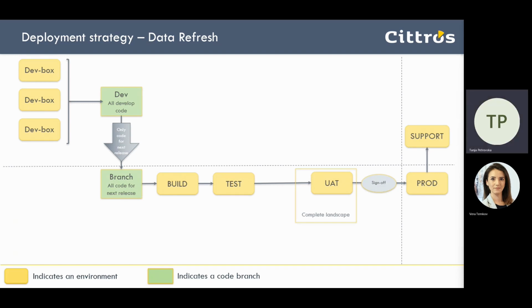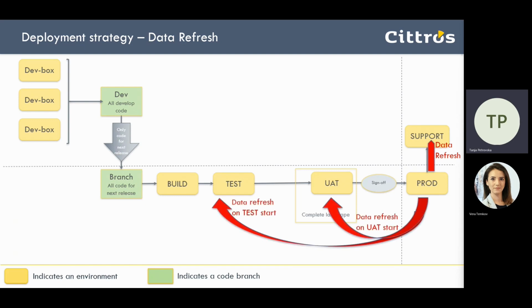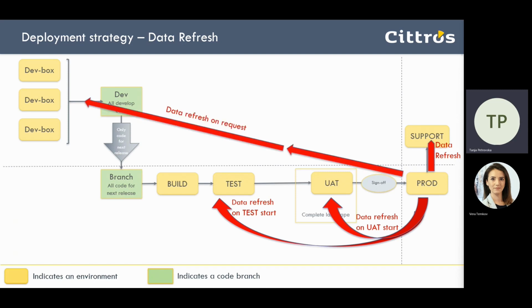The data refresh is being performed at different frequency depending on which environment it is being performed on. So for example, the support environment is being refreshed most frequently. Depending on the business needs, it can be a daily or weekly refresh. Then the test and UAT environments are being updated with production data right before the testing process starts. And for the development boxes, there is no exact timing for the data refresh. They are being updated with data on demand.